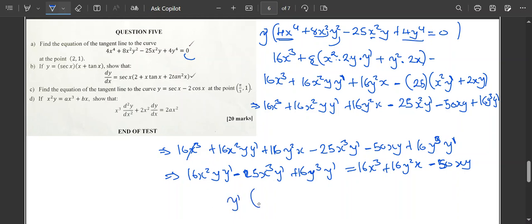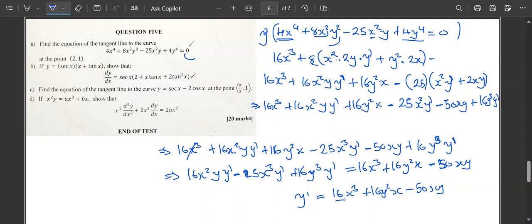So I'll say y, open bracket. In short, I'm dividing everything that will remain. Let me just do this, it's direct instead of me wasting my time. What I'm going to do here, I'll make y prime my subject of the formula, meaning that I'll divide everything here, removing y prime, into this. So this will be 16 x to the power 3 plus 16 y squared x minus 50 xy.